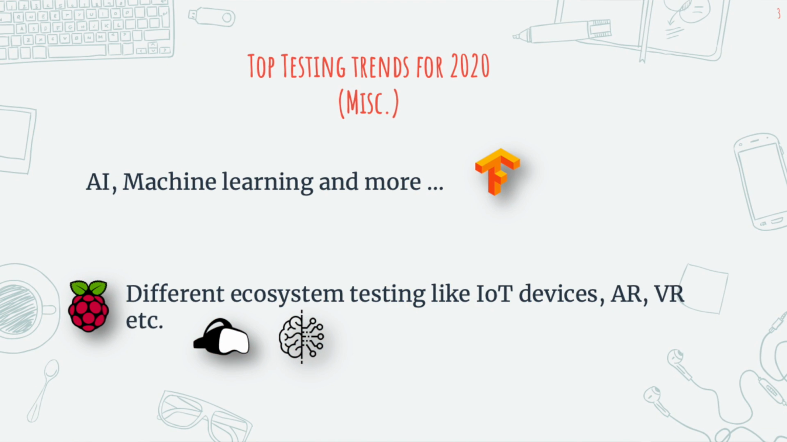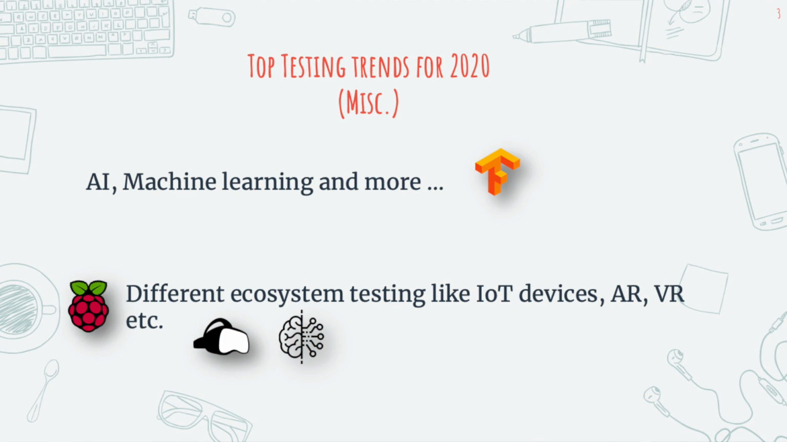And there are some miscellaneous trends as well. As you can see, artificial intelligence and machine learning are going to improve this year, but the testing department in this area is not going to change a lot because these are just ecosystems, guys. The next ones are Raspberry Pi, IoT testing, and VR and AR testing, which are just different ecosystems, but the testing is going to remain the same. You'll be testing the API, or maybe a little bit on the UI side, but no new tool has come into the market to really test these trends.